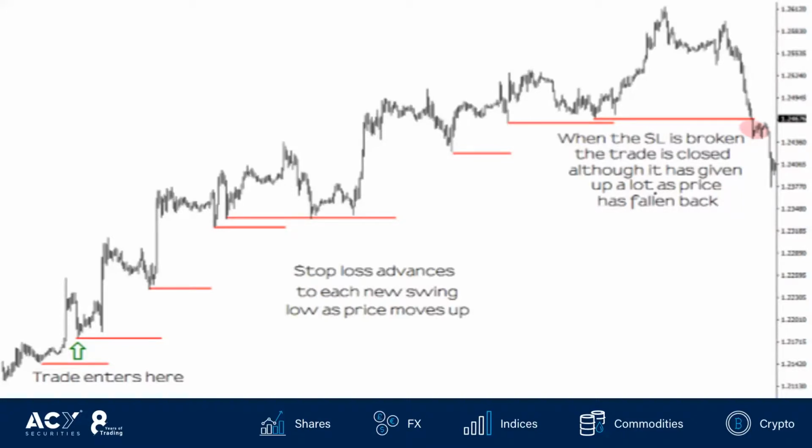So in this instance, you can use your support and resistance levels that are defined by your recent swing highs and swing lows, provided they are going in the same direction as the market.